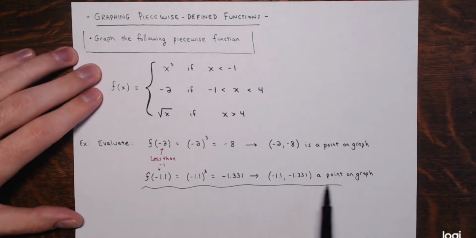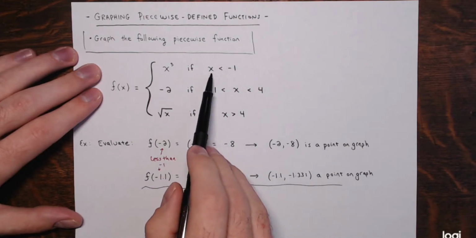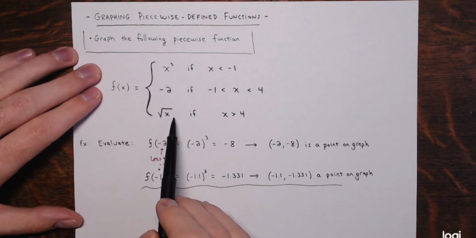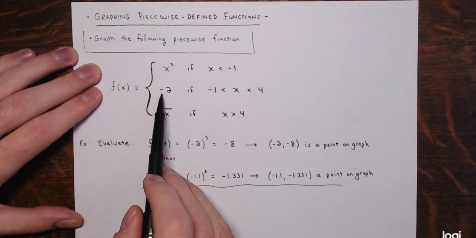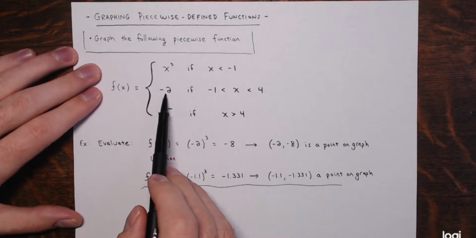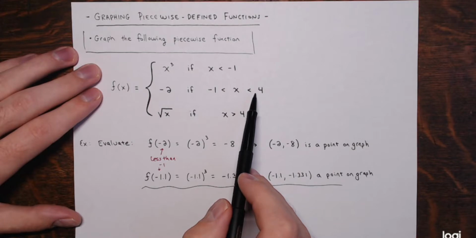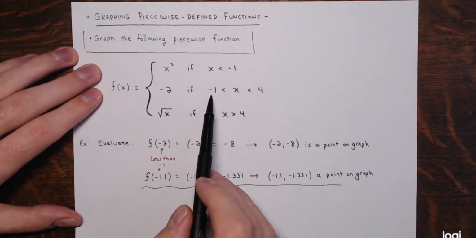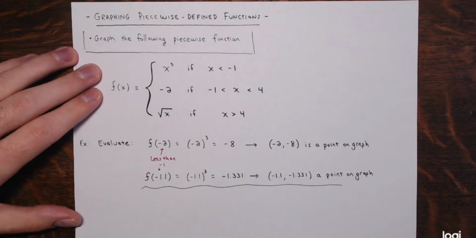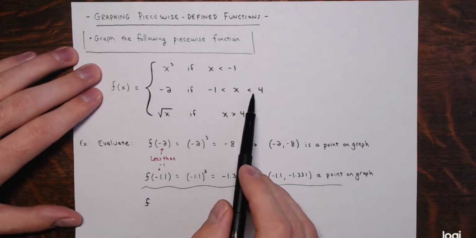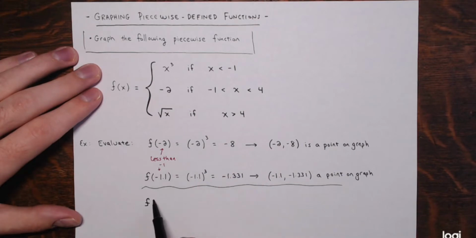Those are just some examples where I picked an input less than negative 1. Well, there are these two other pieces. So f of x equals just negative 2. The output is negative 2 if x is between negative 1 and 4. Again, you have to pay attention to the conditions. So what I'm going to do is pick an input that satisfies this second condition, that's between negative 1 and 4. So how about 0?